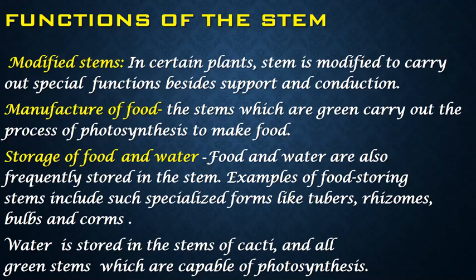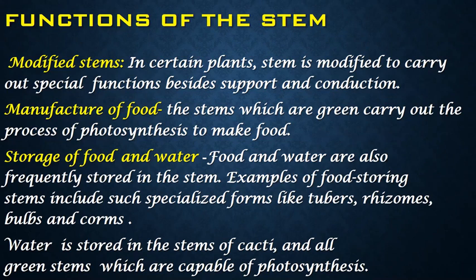Let's discuss the modified stems. In certain plants, the stem is modified to carry out special functions besides support and conduction of food and water. Manufacture of food: the stems which are green carry out the process of photosynthesis to make food. They are green due to the presence of a pigment called chlorophyll.